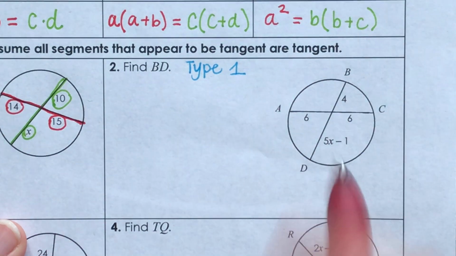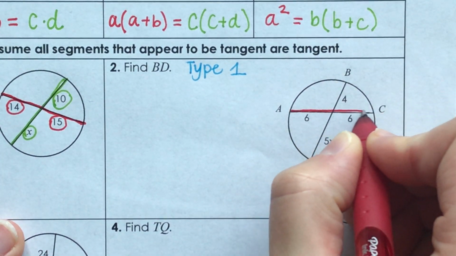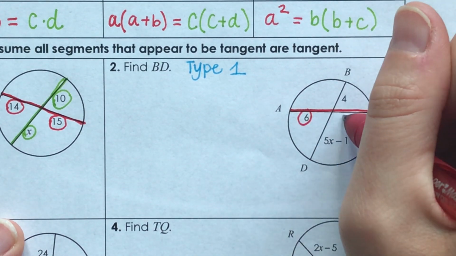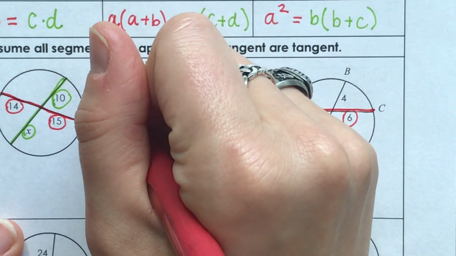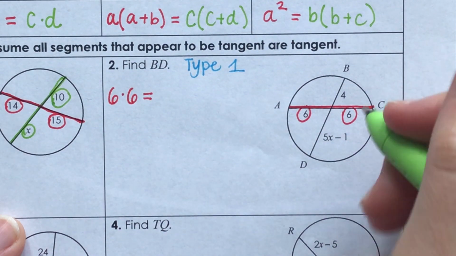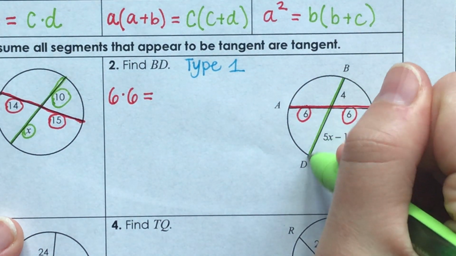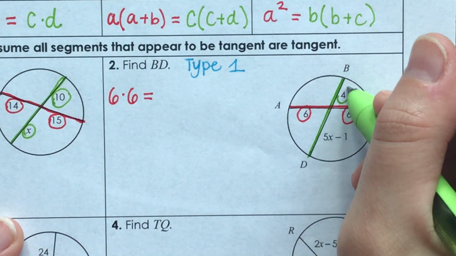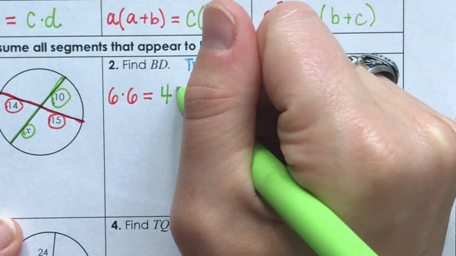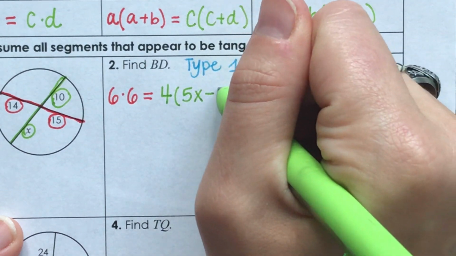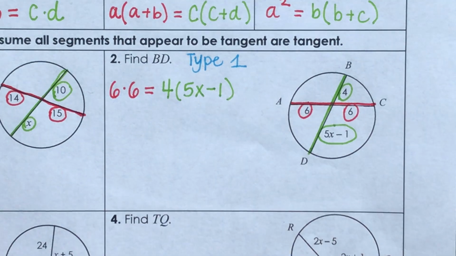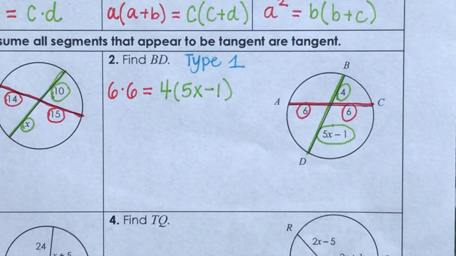Okay, so I'm going to highlight here my first segment is AC, and that would be 6 times 6. So that's my first one. Now I'm going to set it equal to the other two lengths of the other segment, which would be 4 times 5x minus 1. And I put that in parentheses, right, because that's a whole expression. Now I'm going to solve this like a normal algebra problem.